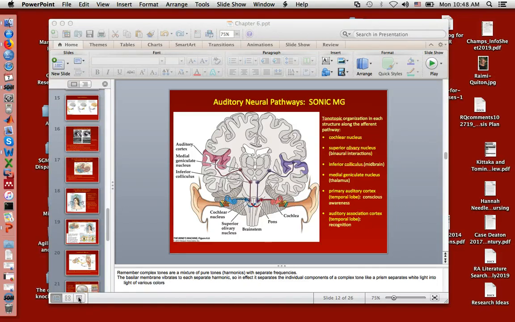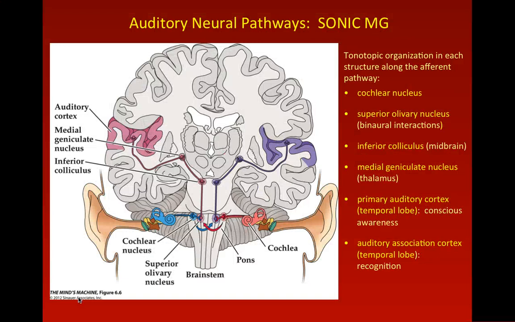Once the sound stimulus has been transduced by hair cells in the cochlea of the inner ear, the information must then be relayed up to the cerebral cortex for conscious awareness. Now, the pathway for audition has a few more stops along the way than the somatosensory pathways we've discussed before. So I want to orient you to what we are looking at.